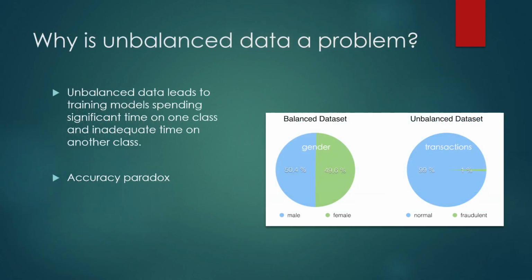Why is unbalanced data a problem? Unbalanced data leads to training models spending significant time on one class and inadequate time on another class. This can lead to something called an accuracy paradox. This is because the neural network is more focused on the majority class and only spits out results based on the majority class. Here you can see two datasets, one balanced dataset, which is male and female, and an unbalanced dataset, which is normal transactions versus fraudulent transactions. This will produce inaccurate results as the unbalanced data set will always have 99% accuracy because it will not track the fraudulent results.